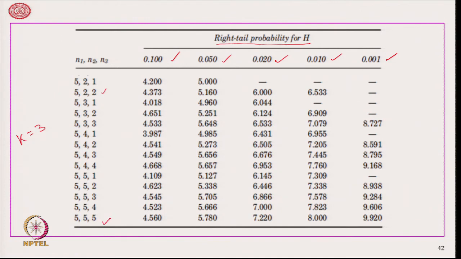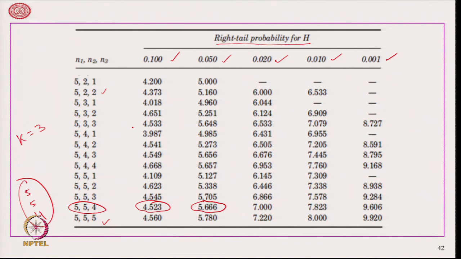In particular, consider 5 5 4. What does it mean? That means that there are 5 observations from one class, 5 observations from another class, and 4 observations from the third class. If that is the type of observation, then the critical value for 5% level of significance is 5.666, and for 1% level of significance is 4.523.